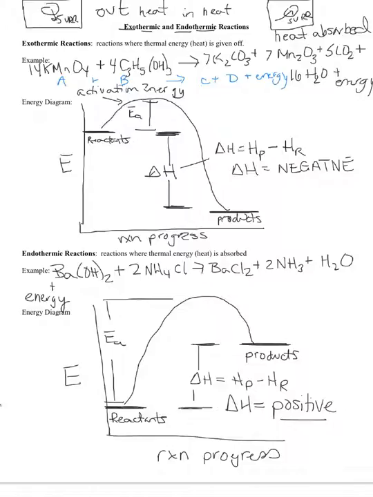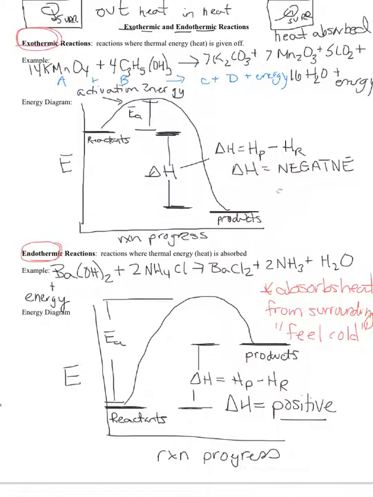The last thing I want to leave you with is to go back to these simple terms again. Something that's endothermic absorbs heat from the surroundings. It's going to feel cold. Things that are exothermic, the system releases energy to the surroundings. It feels hot.